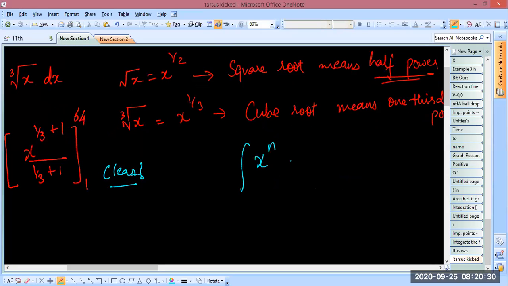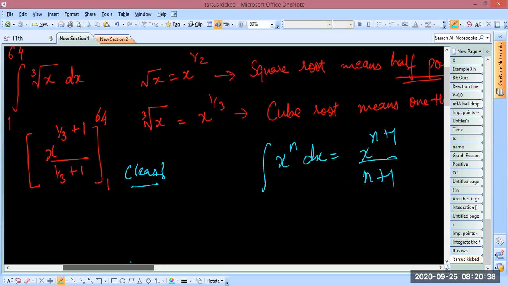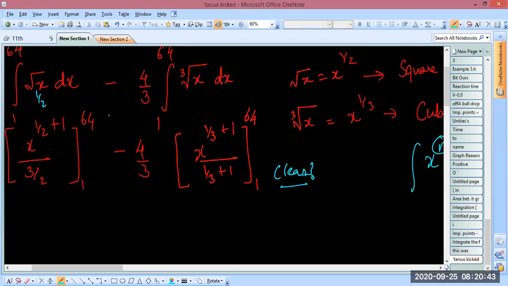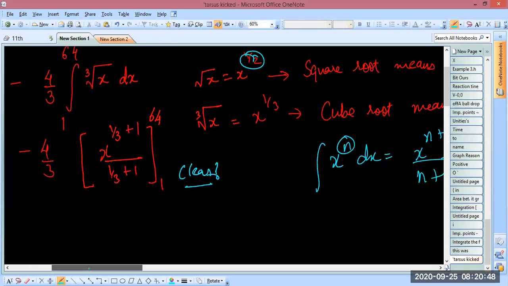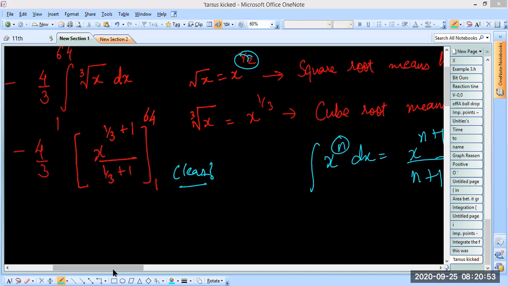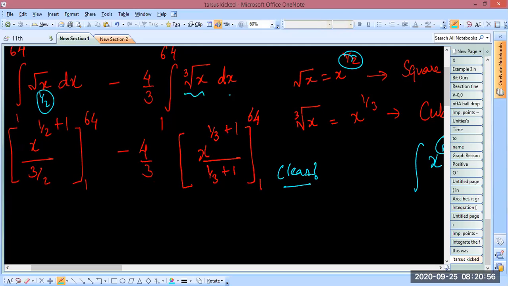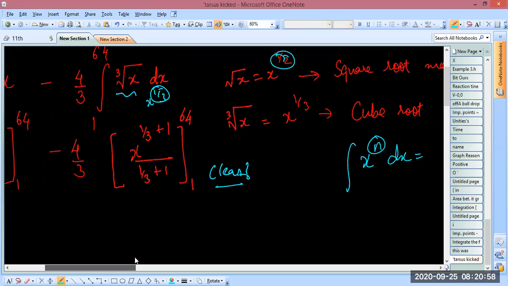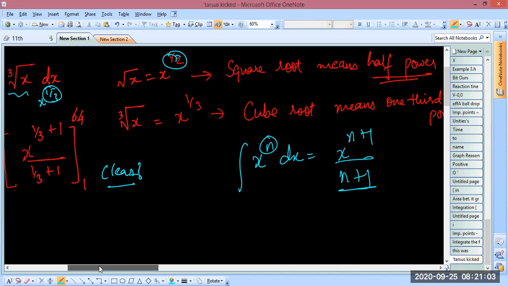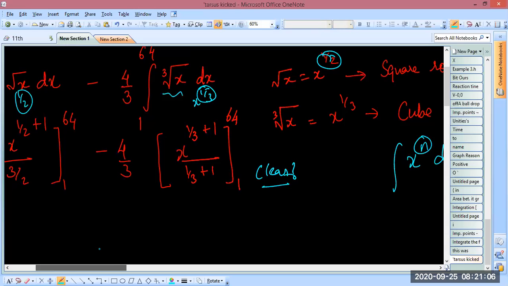We are using this formula, right? Okay, just compare this n with what we have here. We have square root. Square root means 1 by 2 power, right? I hope you understood that. So I'm just using that formula. Okay, Shreya. And just like that, for here it is x raised to 1 by 3. So there n is 1 by 3. So again, we are using the same formula over here in the second term. So let's continue with it now.